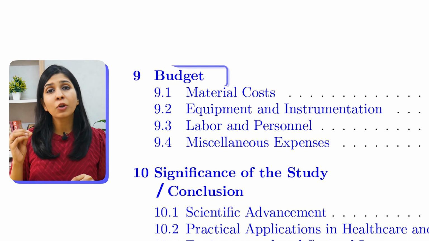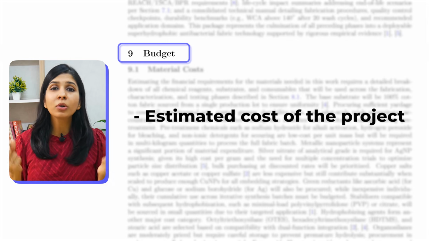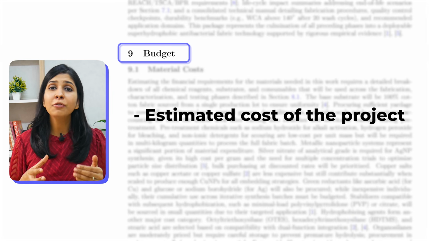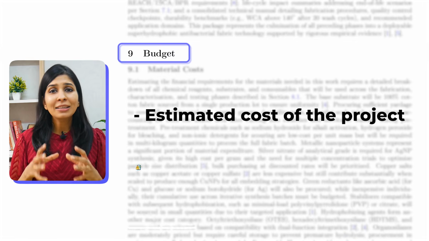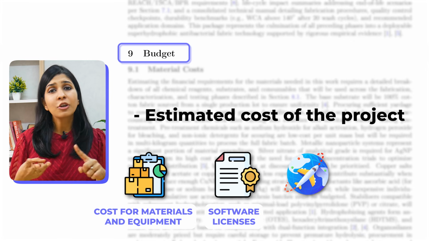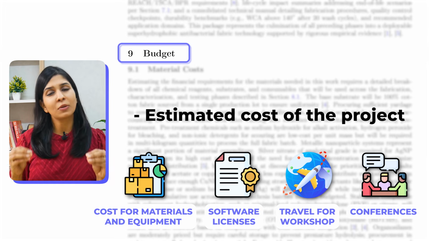If required, you can also include a budget in your research proposal, estimating the total cost of your project. This helps academic committees and funding agencies better understand the feasibility of your work. List the estimated cost for materials and equipment, software licenses, travel for workshops, conferences, etc., or any other resources required in your study.